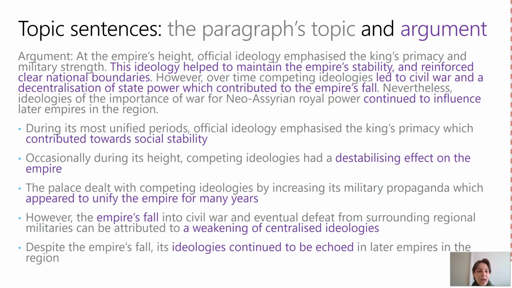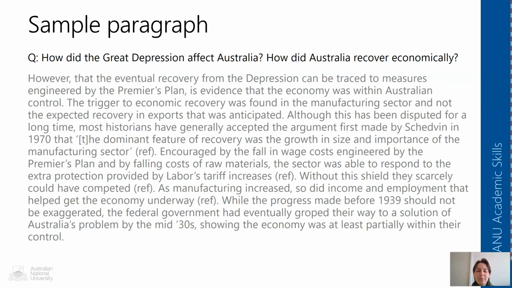The third one appeared to unify the empire for many years. So making that broad statement back to how did ideology affect the empire, and so on. In the final one, its ideologies continued to be echoed in later empires. Now that's showing the argument that yes, there was a direct legacy from the Neo-Assyrian ideology to other empires in the region. So let's take a real sample paragraph.